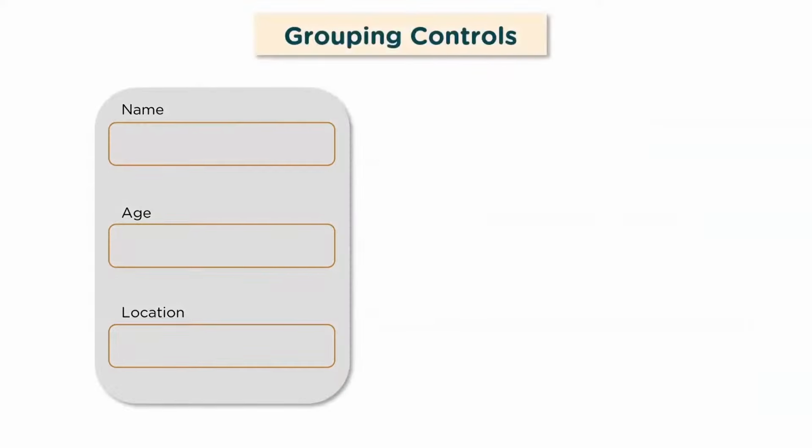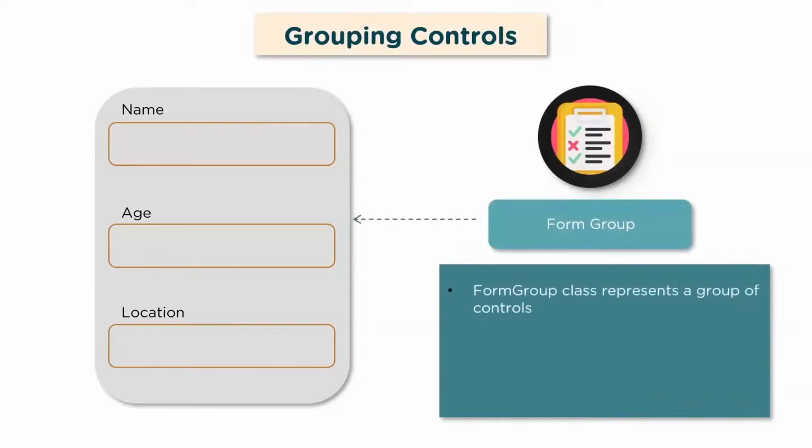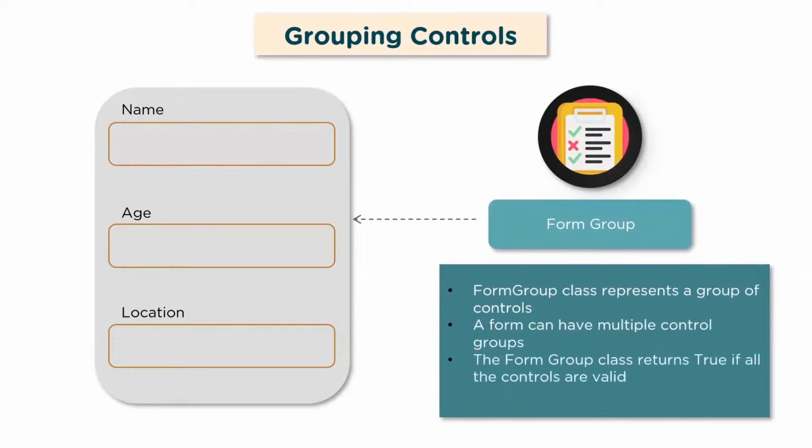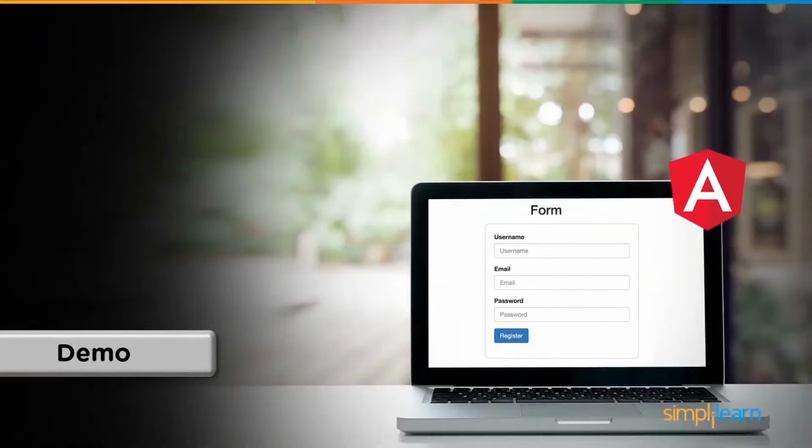Now moving on to form group. So a form group class represents a group of controls. A form can have multiple group controls. The form group returns true if all the controls are valid and provides validation errors if there are any. So I hope this was clear. So moving ahead, let's look at the demo to explain all of these features. I'm sure it will become extremely clear once you look at the demo.